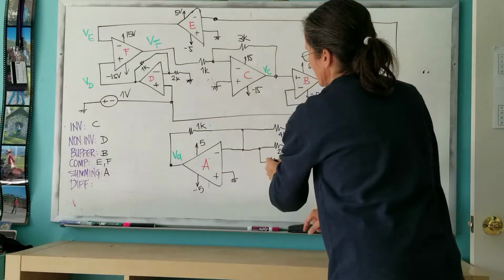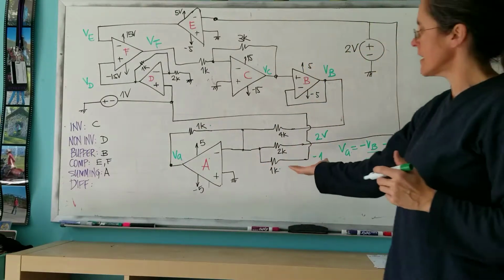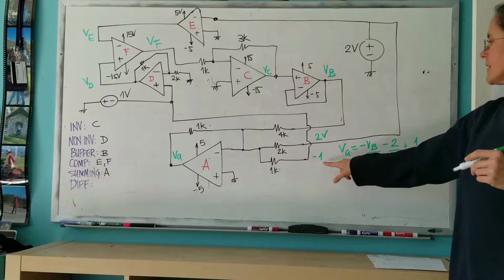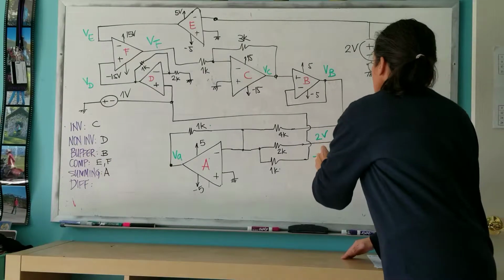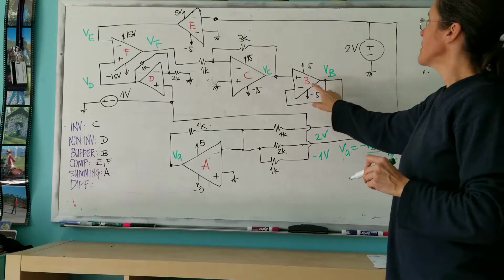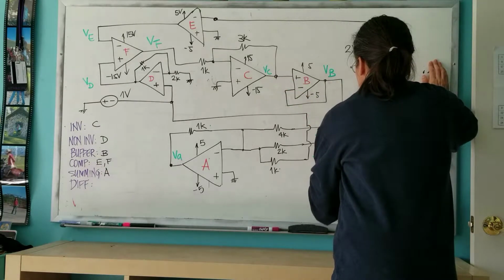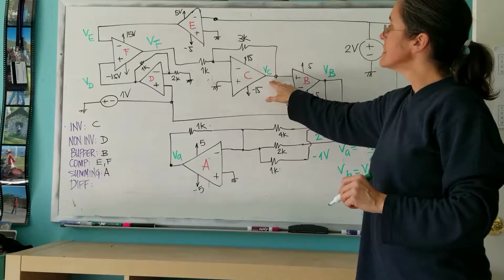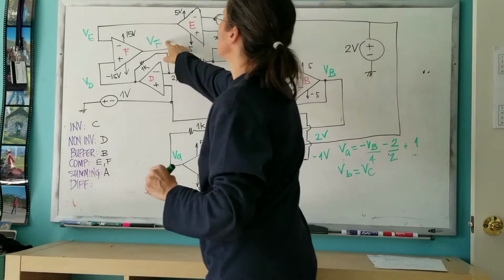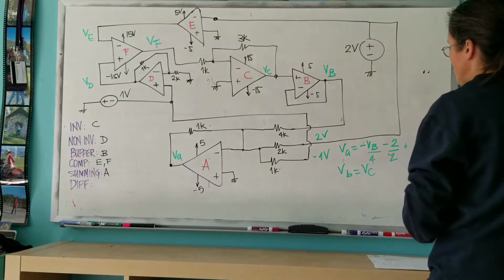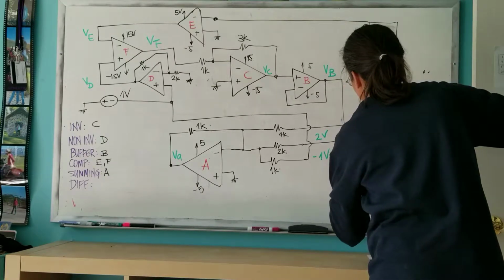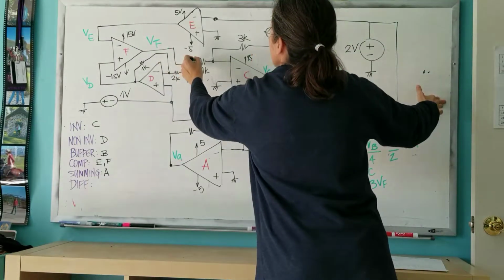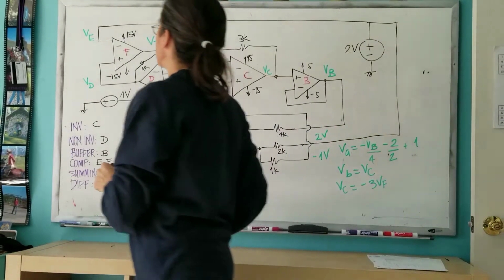This feedback resistor and this resistor are the same value. The closed loop gain for an inverting amplifier is minus RF divided by RI. But here I know this input voltage, here I know this input voltage. Here I don't. So I still need to find VB, which is going to be the same as VC, because this is a buffer or a voltage follower. VC will be VF times minus 3. So hopefully you see VF here, and it gets multiplied by minus 3 because of the C op-amp.